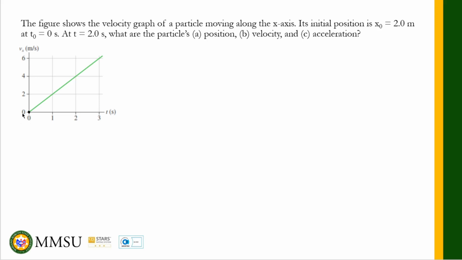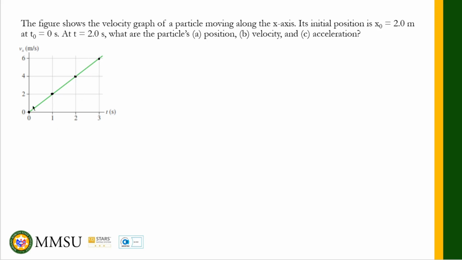At time equals 0, the velocity is 0. At time 1 second, the velocity is 2 meters per second. At time 2 seconds, the velocity is 4 meters per second. At time 3 seconds, the velocity is 6 meters per second. So we are solving for the position, the velocity, and acceleration at time 2 seconds. What do we know here?